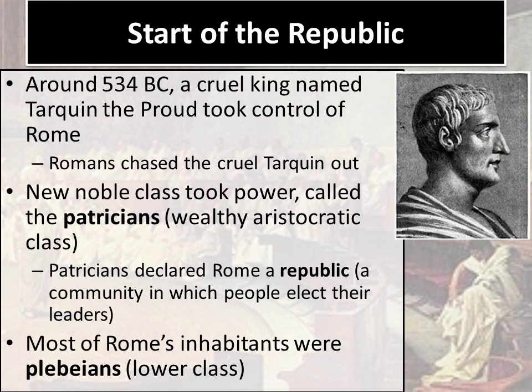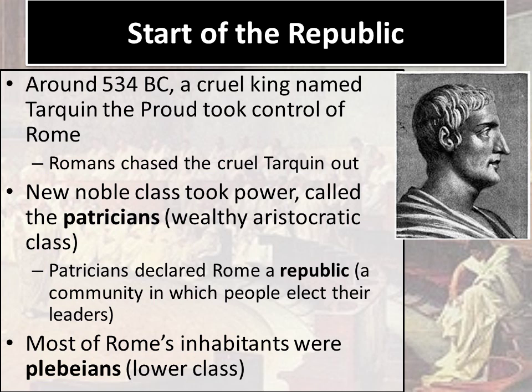The story of the Roman Republic starts around 534 BC, when a cruel king named Tarquin the Proud took control of Rome. This is his picture over on the right. The Romans chased the cruel Tarquin out, and a new noble class took power in Rome. They were called the Patricians. They were a wealthy aristocratic class. The Patricians declared Rome a republic.